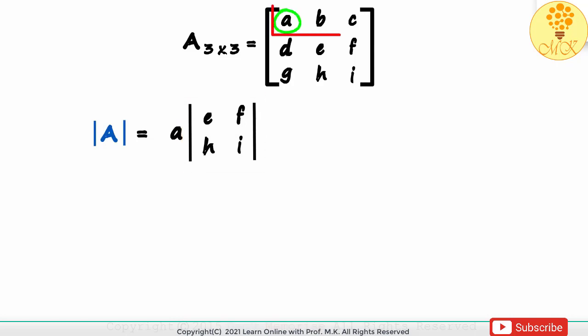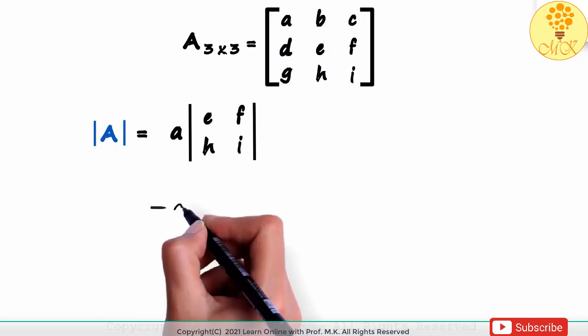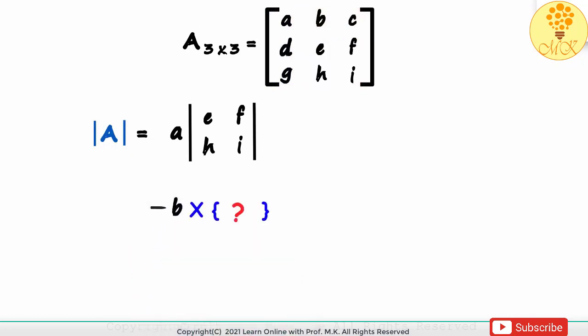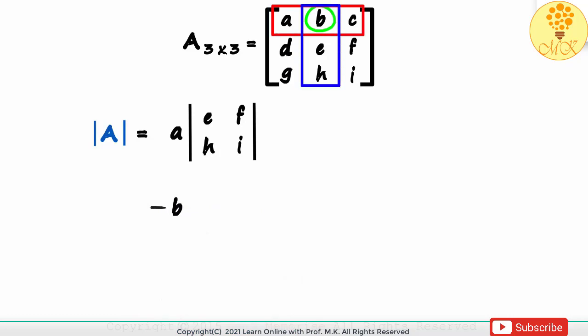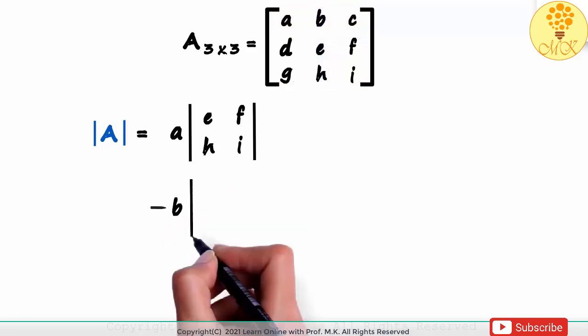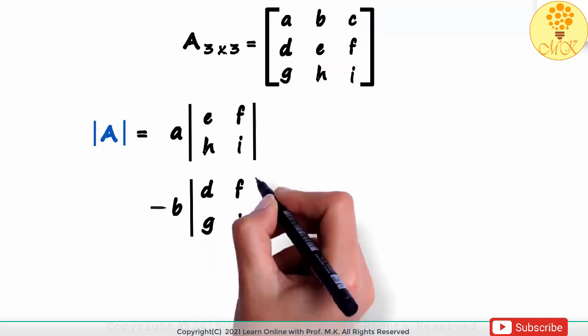A is present in the first row and the first column, so we wrote the determinant of whatever's left after excluding those two. Wait, it's not over yet. Then we subtract the product of B with something. But with what? It's present in the first row and the second column. After excluding them, these four elements remain. We multiply B with the determinant of DF, GI.